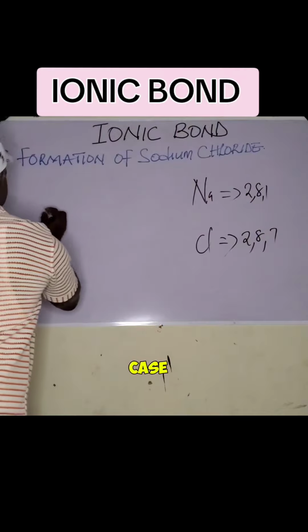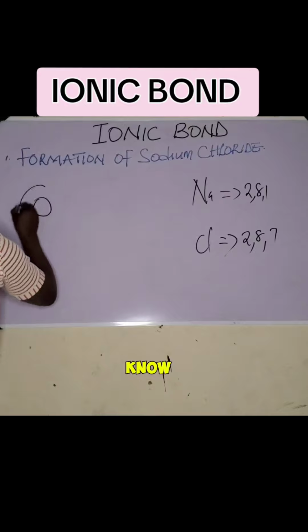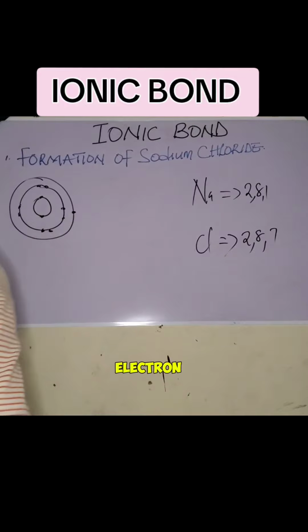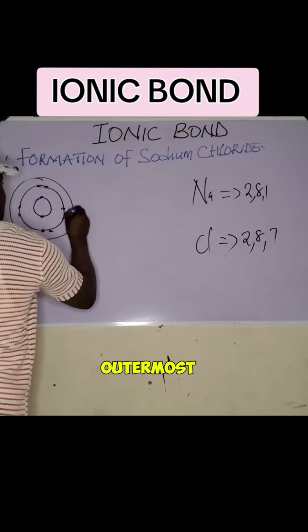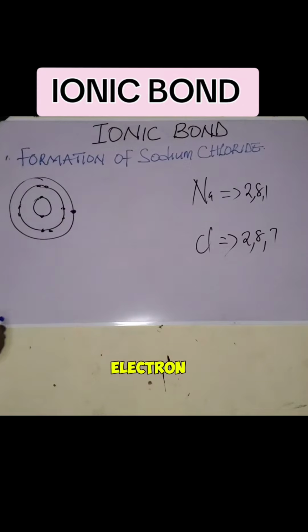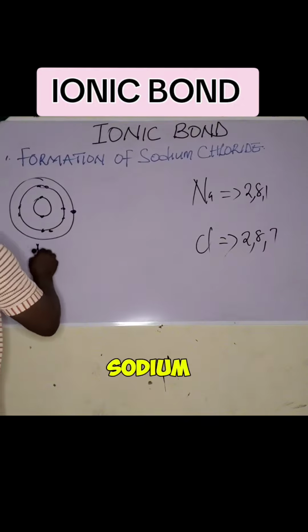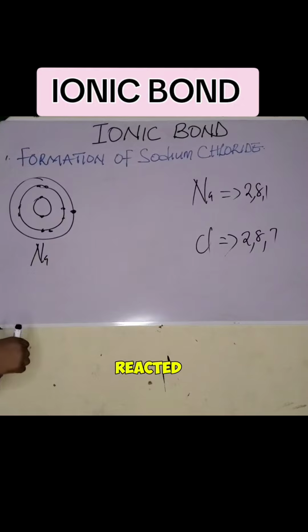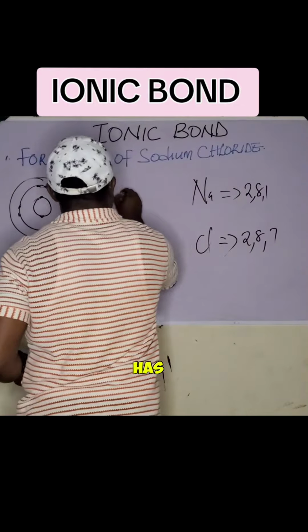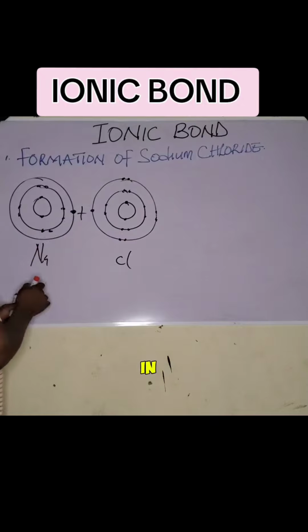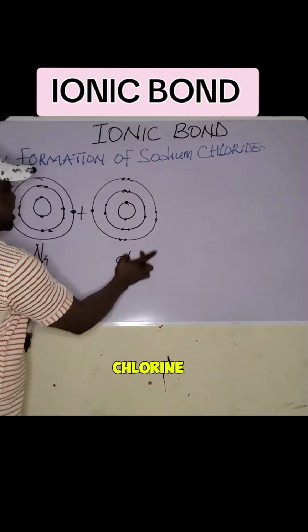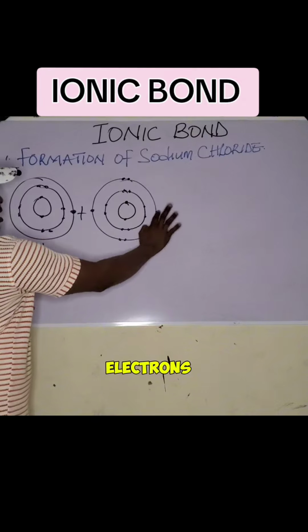So in this case, is sodium, we all know sodium has one electron in its atmosphere. Let's represent this one electron with its atmosphere. Sodium has one in atmosphere. This is for sodium when not reacted. And here is one electron in its atmosphere, while chlorine has 7 electrons in its atmosphere.